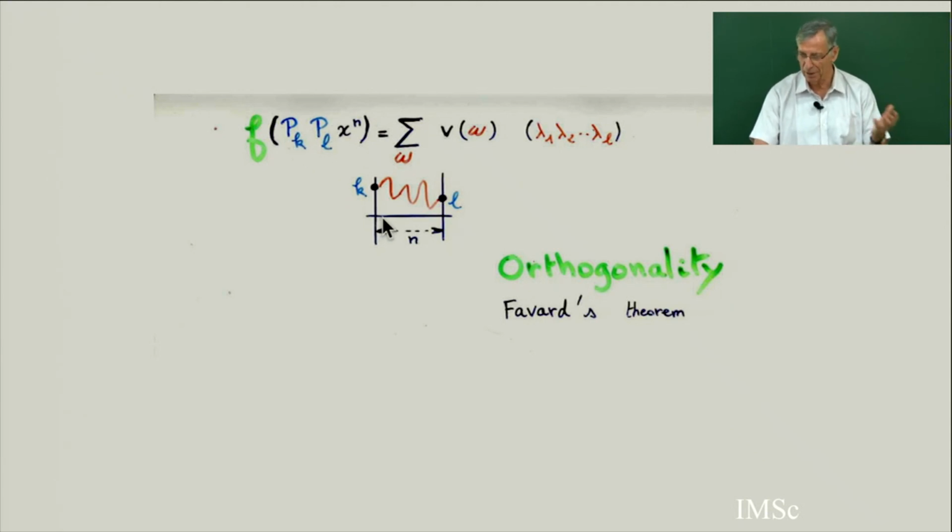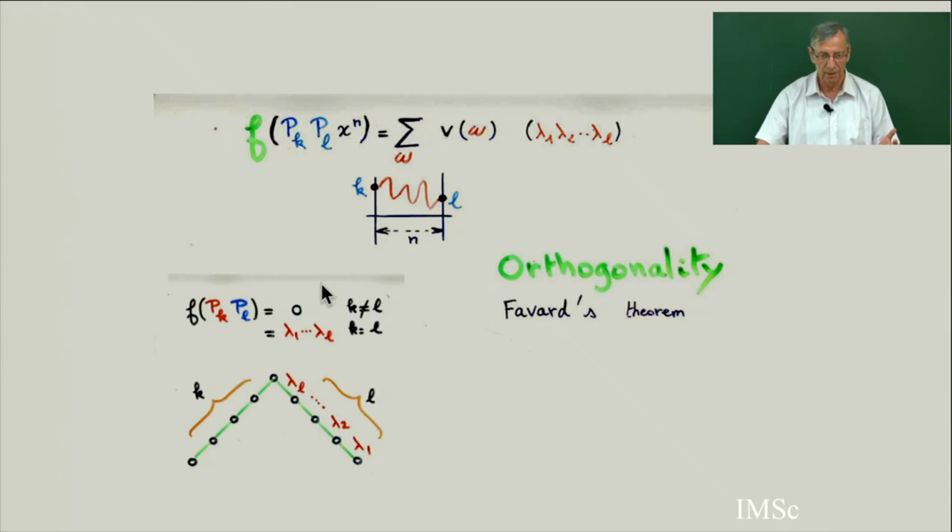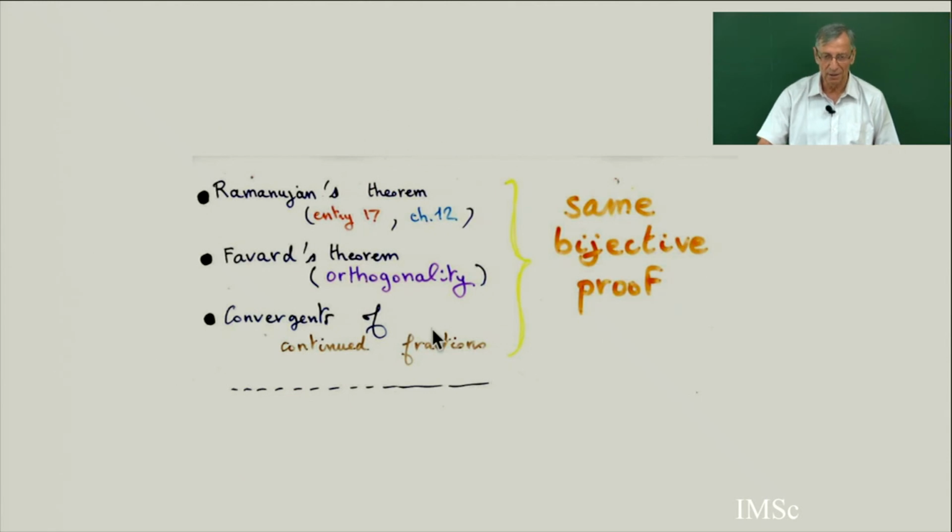So there is a bijective proof, an involution, proving this. And then a particular case is when you have f of pk pl, so the length of the x^n, the length of this path, is 0. And how do you get a Motzkin path with this length equal to 0? You must have k equal l. So you get orthogonality as a consequence of this more general theorem. And there is a beautiful involution. I will explain all this next year. For example, the same bijection can give you a proof of Favard's theorem.